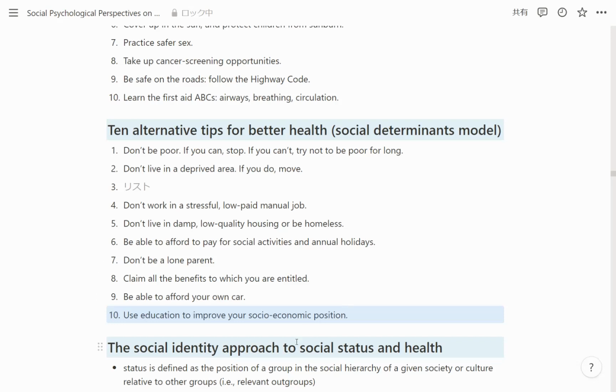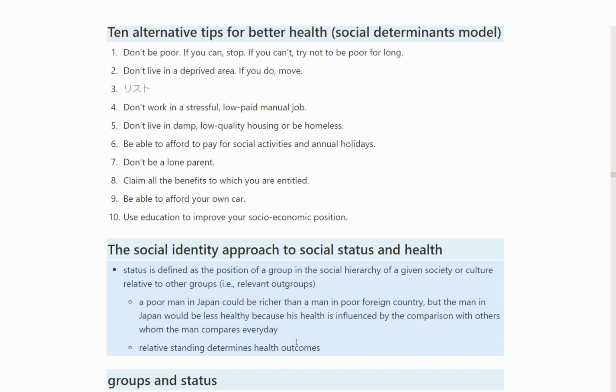So, yeah, we have talked about the biomedical approach and then the social approach. And now let's look at the social identity approach to social status and health. In this literature, status is defined as the position of a group in the social hierarchy of a given society or culture relative to other groups. So remember the animal studies. In the animal studies, status usually refers to the position of an individual in a group, all right? But in the social identity approach, status refers to the position of a group in society.